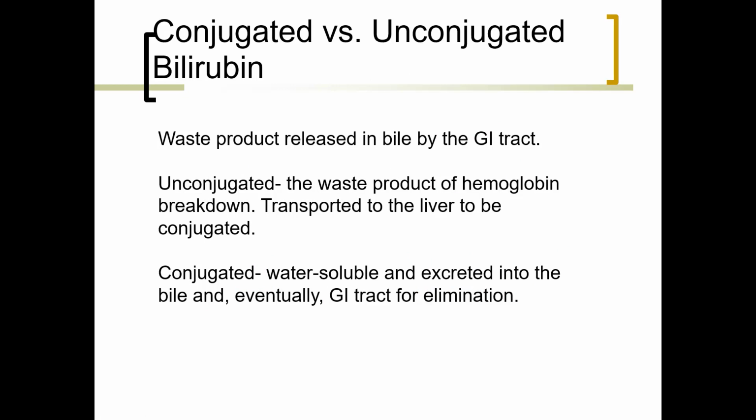Unconjugated bilirubin is the waste product of hemoglobin breakdown. So when we break down hemoglobin, that heme protein turns to biliverdin, then bilirubin, that's unconjugated. That then has to be transported to the liver to be conjugated. Conjugated bilirubin is water soluble and excreted into the bile and eventually the GI tract for elimination.